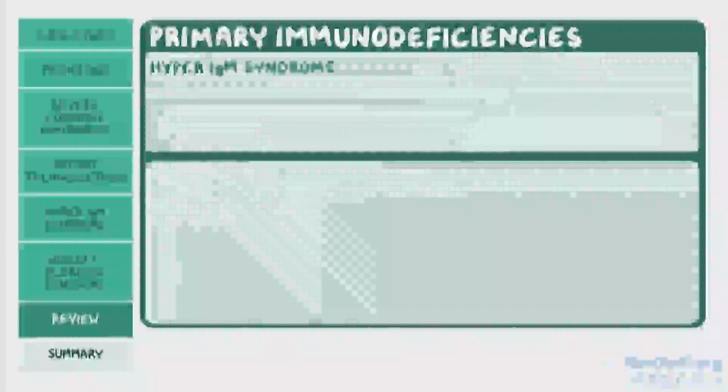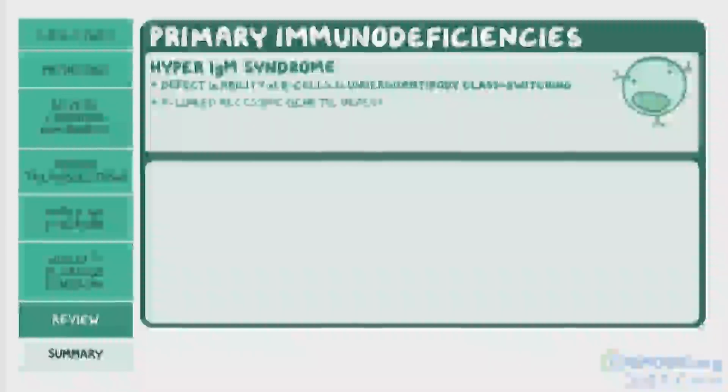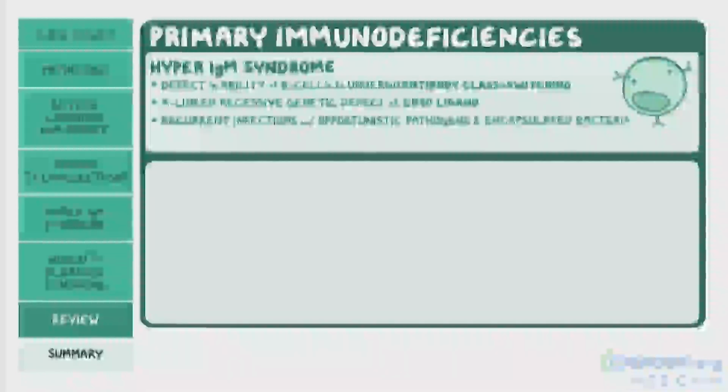Hyper-IgM syndrome is characterized by a defect in the ability of B cells to undergo antibody class switching. The most common cause is an X-linked recessive genetic defect of the CD40 ligand. Affected individuals experience recurrent infections with opportunistic pathogens and encapsulated bacteria, and it may require treatment with antibiotics and immunoglobulin infusions.